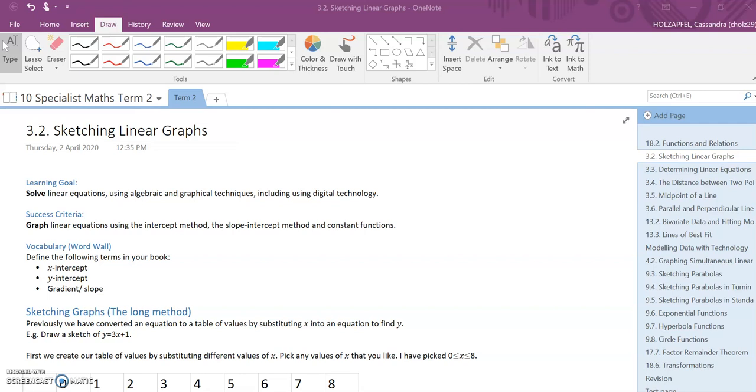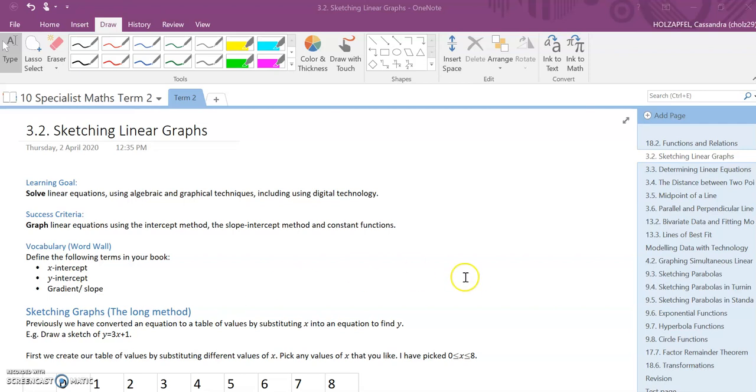What I would like you to do is now go into that weekly check-in wherever you've got that saved. I want you to copy and paste your learning goal and success criteria into your weekly check-in. And I also want you to define those three terms in your vocabulary: x-intercept, y-intercept, and the gradient or the slope. All right, so let's jump in.